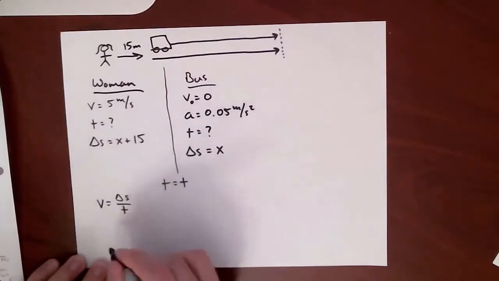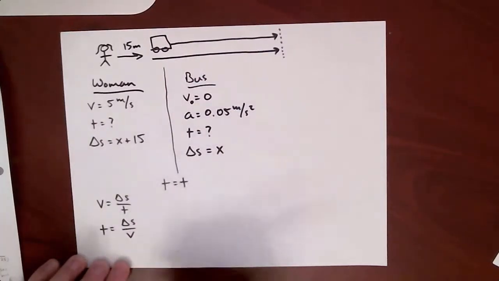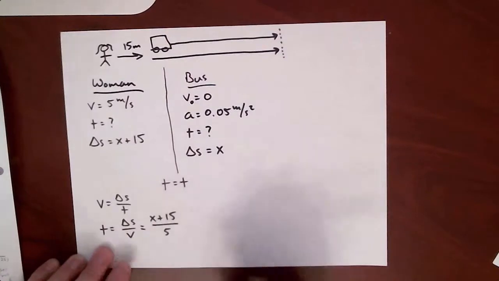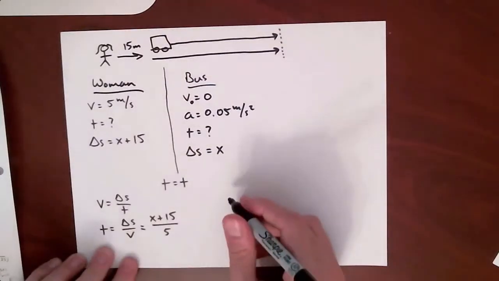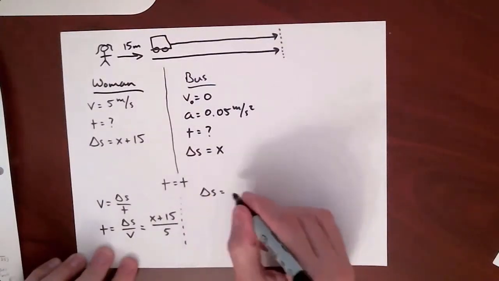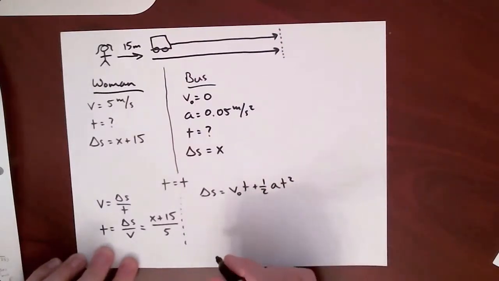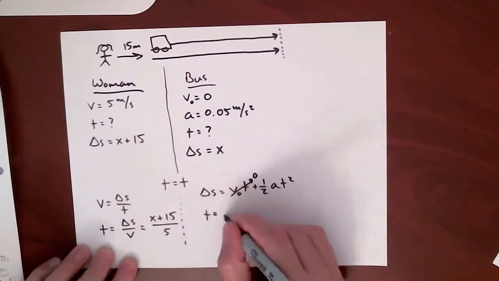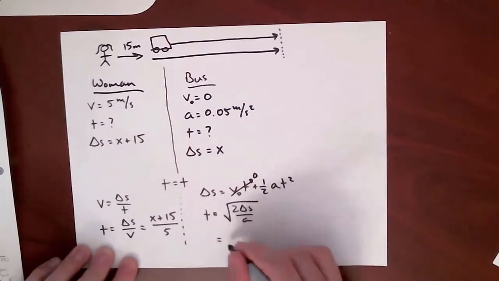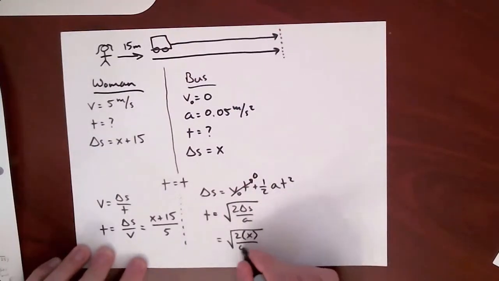So now the woman's at a constant velocity, so we use this equation and we can get to here, an expression for time in terms of x. Okay, so let's look at the bus and do something similar. The bus is accelerating. We don't have final velocity, so we use this equation. And we rearrange it, plug in for our delta S.